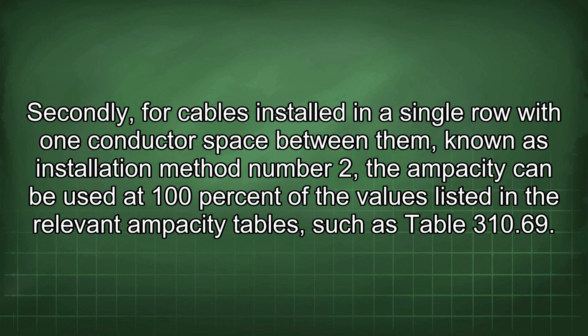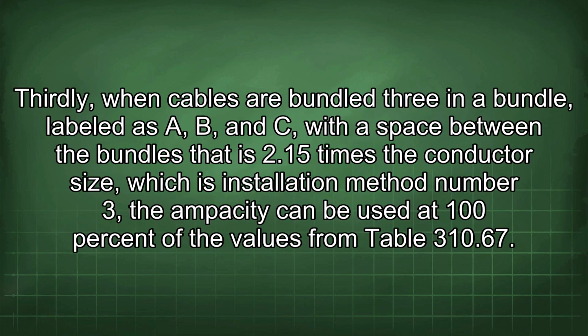Secondly, for cables installed in a single row with one conductor space between them, known as installation method number 2, the ampacity can be used at 100% of the values listed in the relevant ampacity tables, such as table 310.69. Thirdly, when cables are bundled 3 in a bundle, labeled as A, B, and C, with the space between the bundles being 2.15 times the conductor size, which is installation method number 3, the ampacity can be used at 100% of the values from table 310.67.